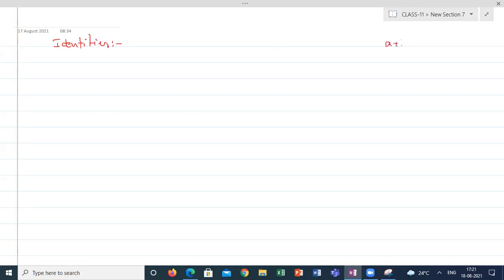Usually we will use a plus b whole square, a minus b whole square, a plus b whole cube, a minus b whole cube. Maximum these 5 identities we will use in many places. Am I right? Let's see whether the same identities are applicable for complex numbers or not. If I'm taking z1 plus z2 whole square, whether the a plus b whole square formula can be applied or not.